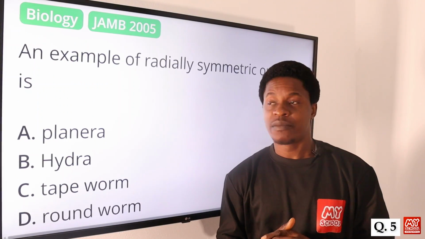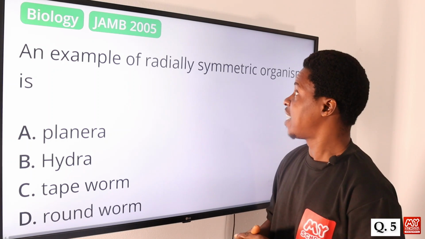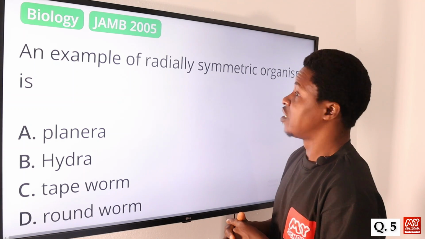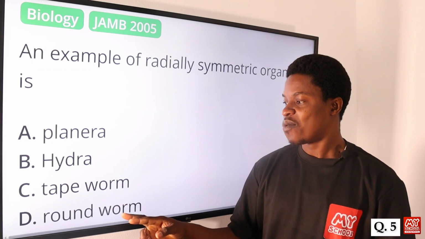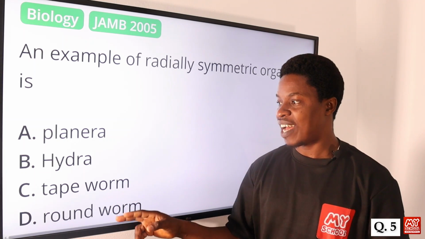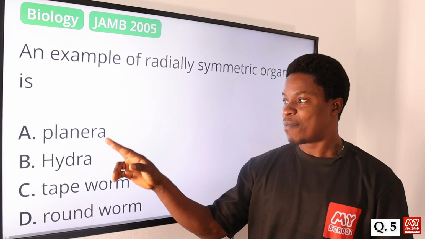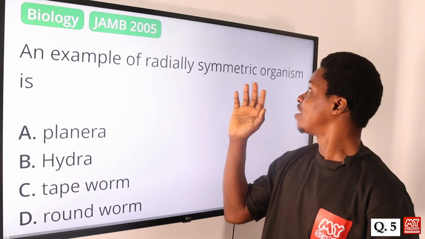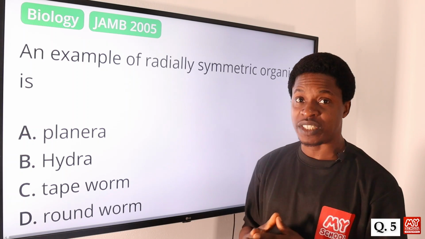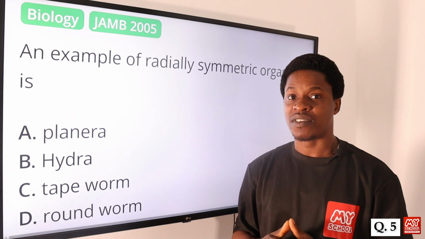Let's move on to question number 5. An example of a radially symmetric organism is what? We have Planaria, Hydra, tapeworm, and roundworm. Even though these are all worms, Hydra and Planaria differ. So among all of these options, the one that has a radially symmetrical body type is the Hydra.